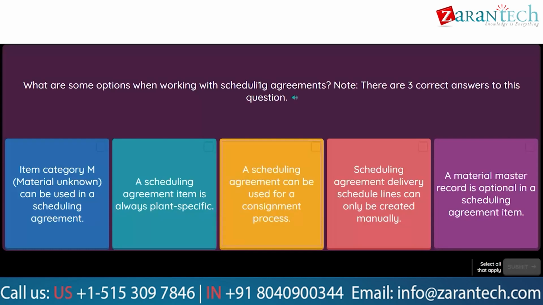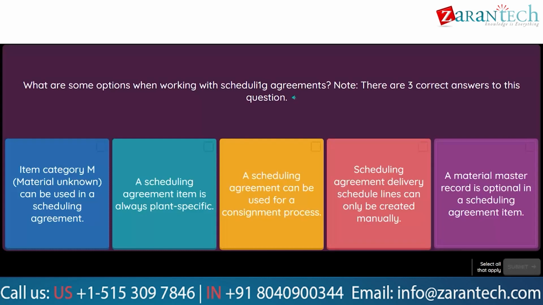Option 3, a scheduling agreement can be used for a consignment process. Option 4, scheduling agreement delivery schedule lines can only be created manually. Option 5, a material master record is optional in a scheduling agreement item.